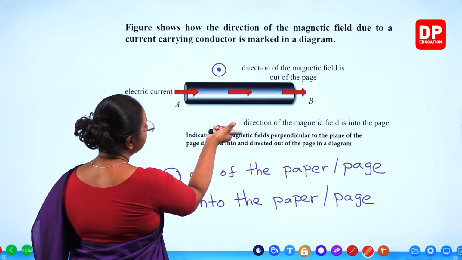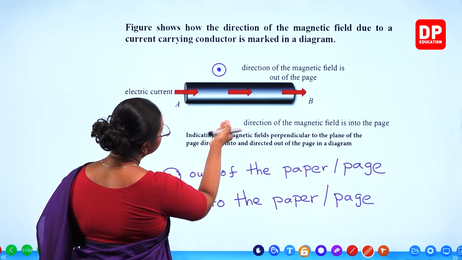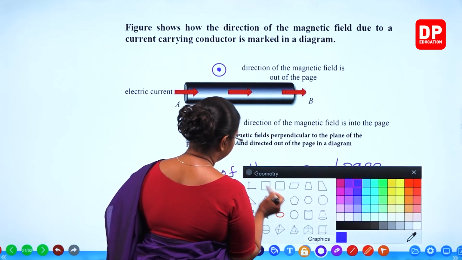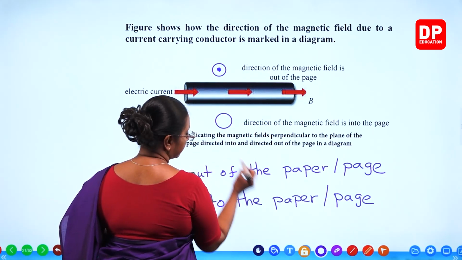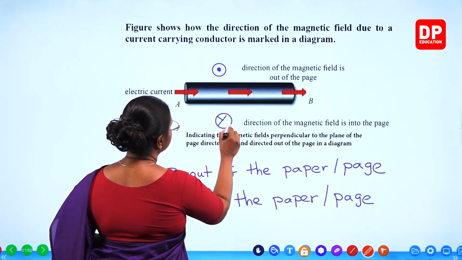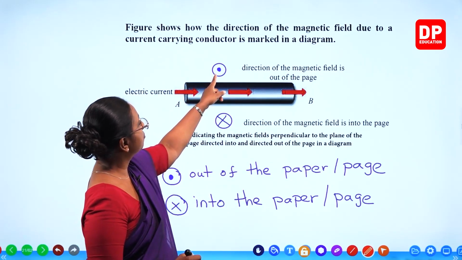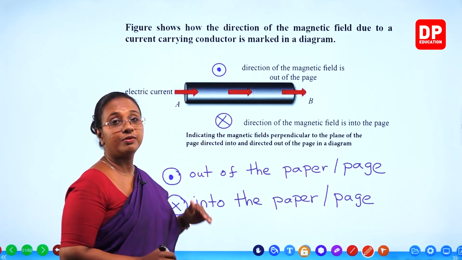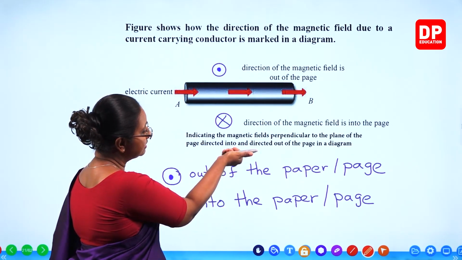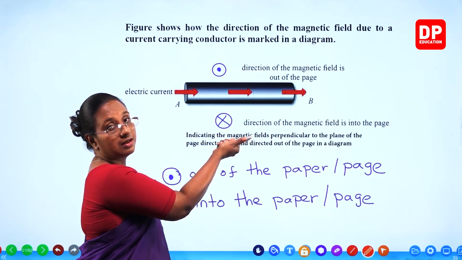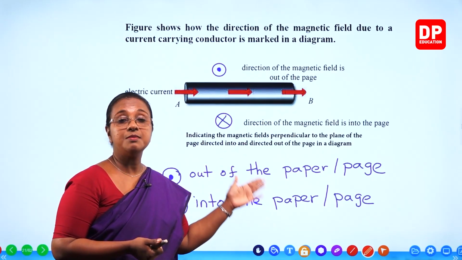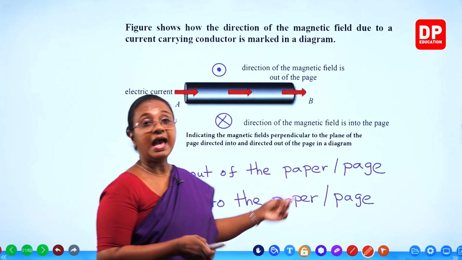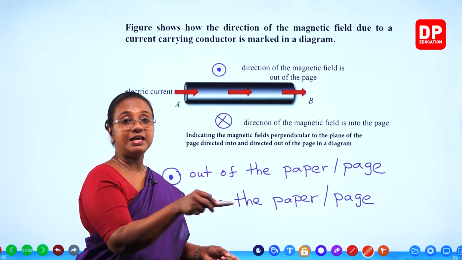But when we hold it this way, now below the conductor, the field lines are going into the page. To show that, what we do is, we put a circle with a cross. So the dot shows the field lines are coming out of the page. The cross shows the field lines are going into the page. So that is the same as having this right hand grip rule or using the Maxwell corkscrew rule. The tip of the corkscrew will move that way and the rotation is going to be like this.